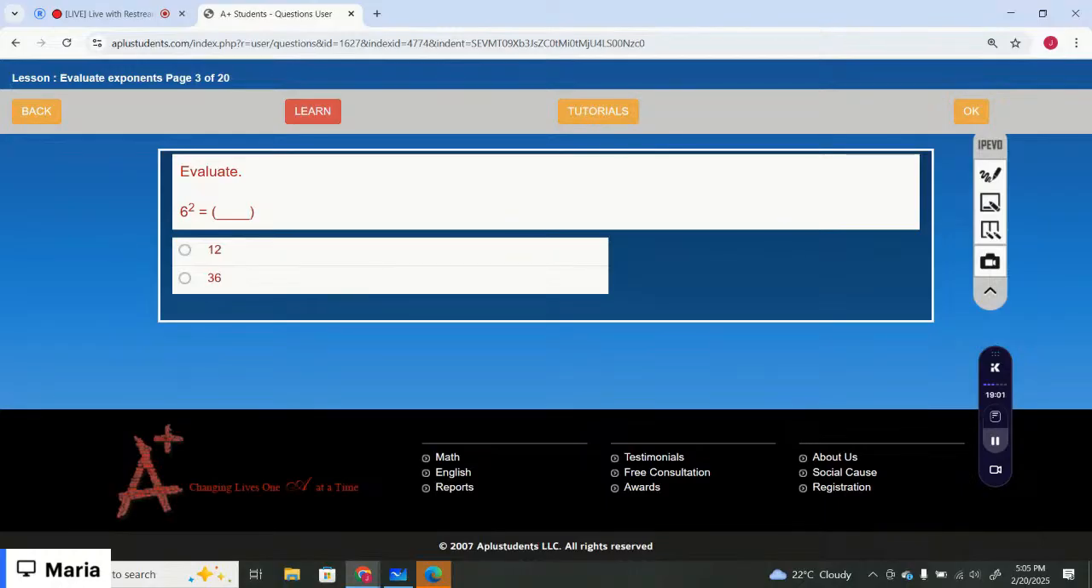6 square. So which is the correct option? That is 6 times 6, and 6 times 6 makes 36. Option number 2 is the correct option.